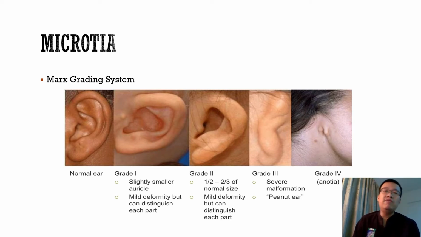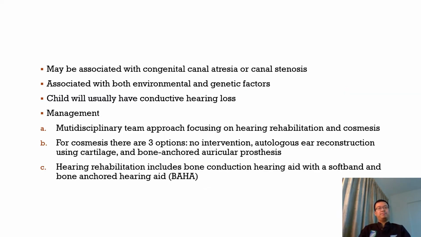Grade 2, even smaller, but once again, you can distinguish the parts. Grade 3, severe malformation, you cannot identify the parts. If you look at it closely, it looks like a peanut. That's why some mention it as peanut ear. Grade 4, anotia, the complete absence of the auricle.